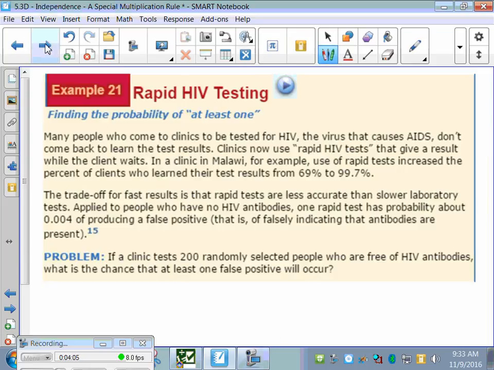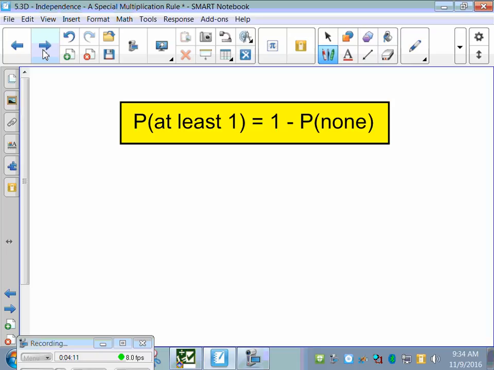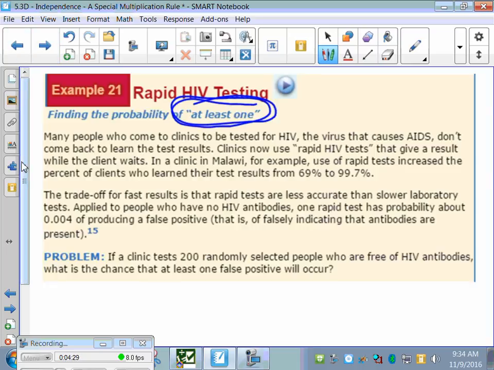So finding the probability of at least 1. Anytime you find the probability of at least 1, you should do it like this. The probability of at least 1 is equal to 1 minus the probability of none. So let's try that in this problem.